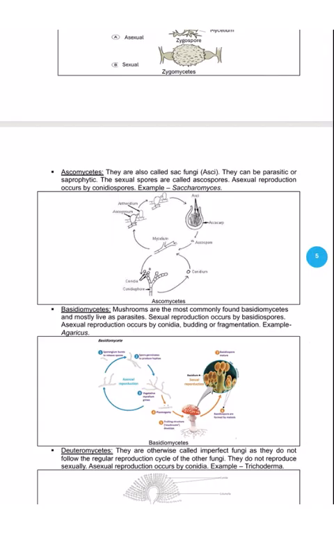So as I mentioned, you just need to know for this step the types of spores, because this is the base of classification of the four types of fungi.